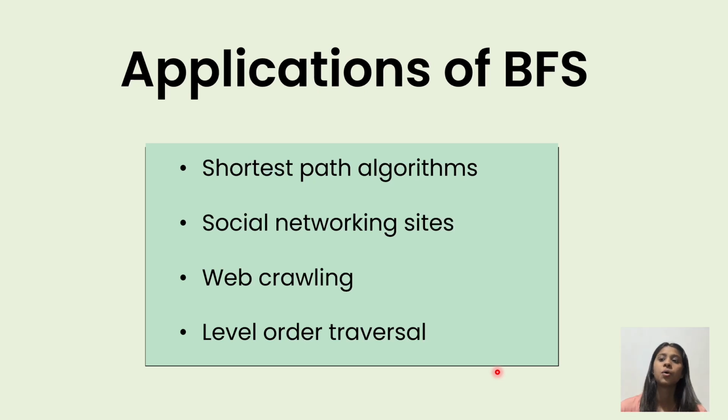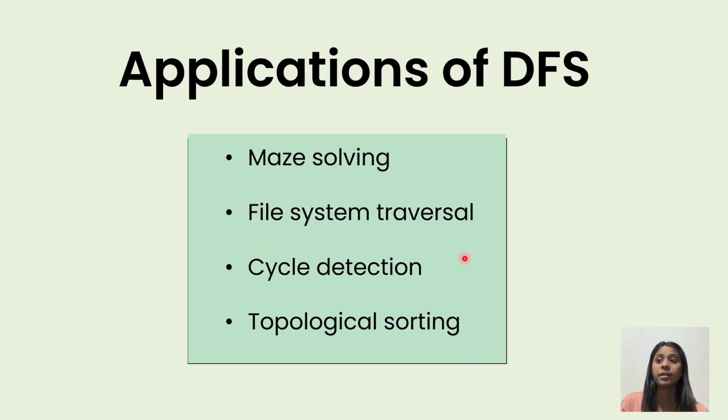So, where are these used? You might be thinking, okay, but where do we actually use this? BFS is used in things like shortest path algorithms, social media connections, web crawling, and so on. While DFS is used in maze solving, file systems, detecting cycles, and also topological sorting. So yeah, these aren't just exam topics.